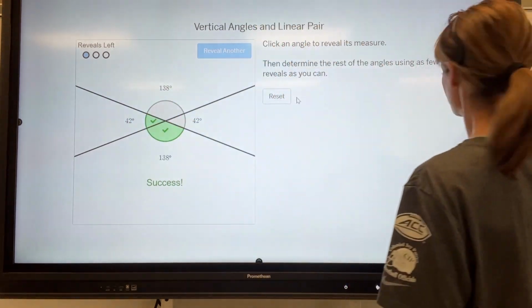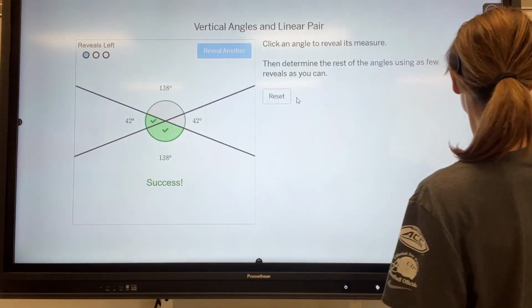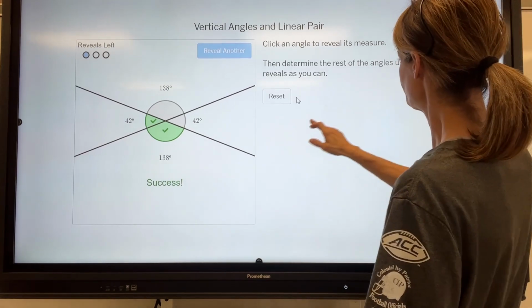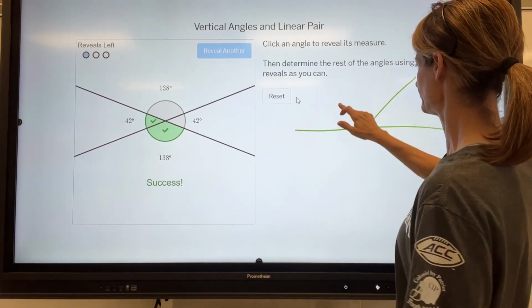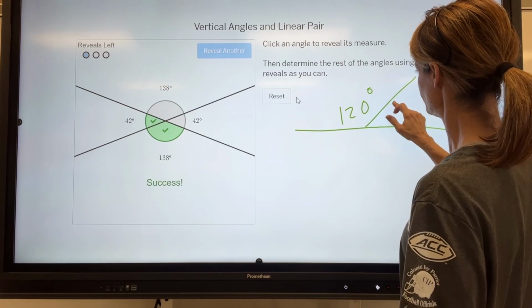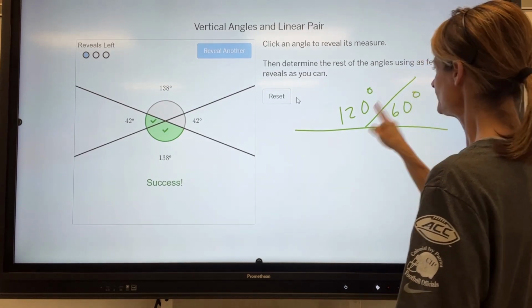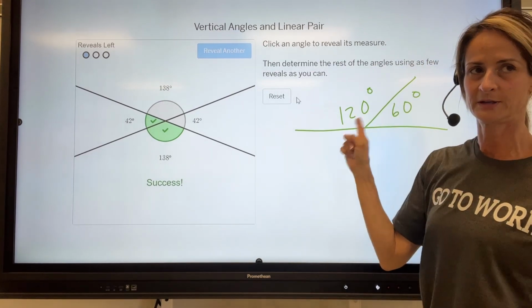So, what's on my board here? Good. I like to use 120 and 60. 120 and 60. These angles are supplementary and they're a linear pair.